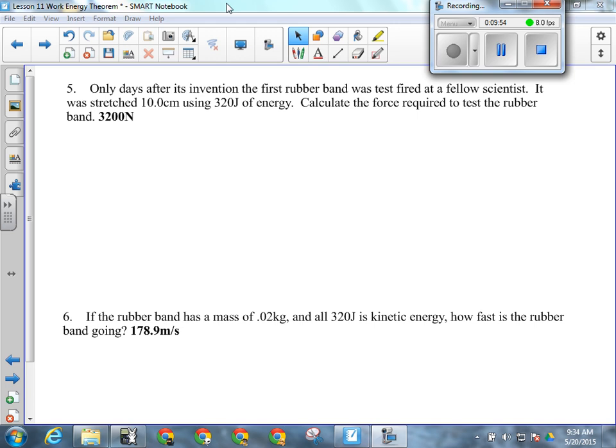Okay, for number 5, guys, we're having a little bit of an issue here. It's a units issue. Distance must be in meters. This is in centimeters. You can't plug in 10 into this question or you're going to get an answer that is 100 times too big. So you need to convert it to meters. All right, 0.1 meters.